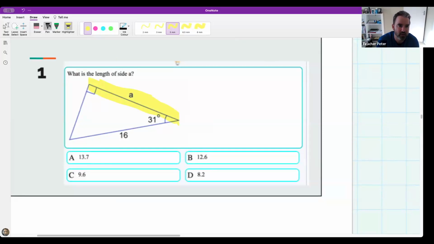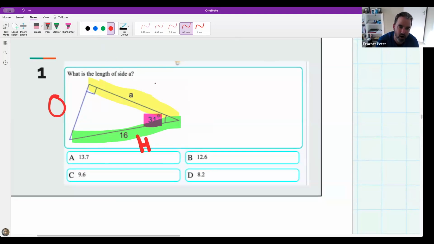And the way we're going to do it is we're going to say, look, we want the yellow one. We are given the 16 and we are given 31. I'm going to give these guys names. This is going to be my H. This is going to be my O. This is going to be my A.